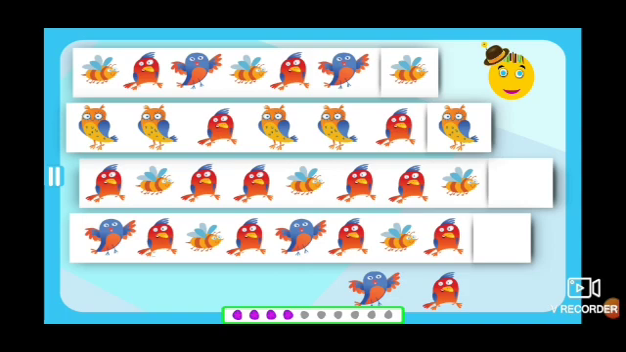Here one red bird is there, honeybee. Two red bird, one honeybee. Then it should come one red bird. Blue bird, red bird, honeybee. Red bird, blue bird. Red bird, honeybee. After red bird, what is the sequence you can see? After the red bird, what should come? It should be the blue one.